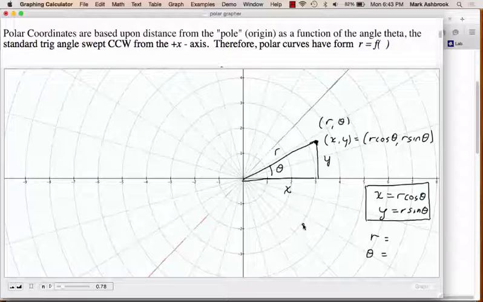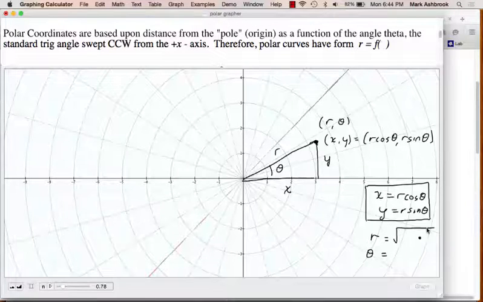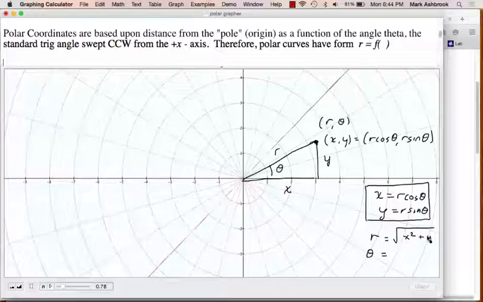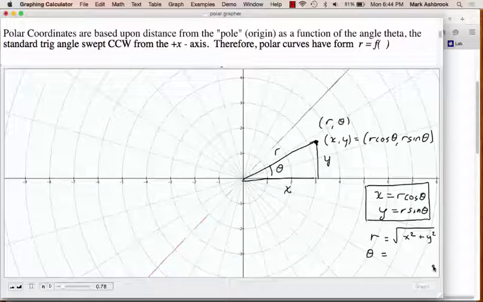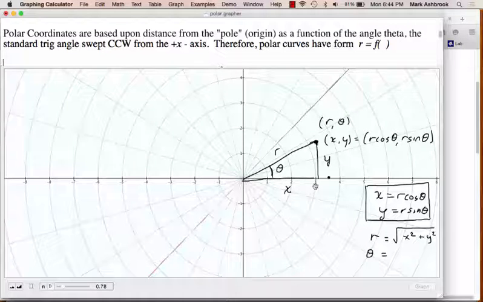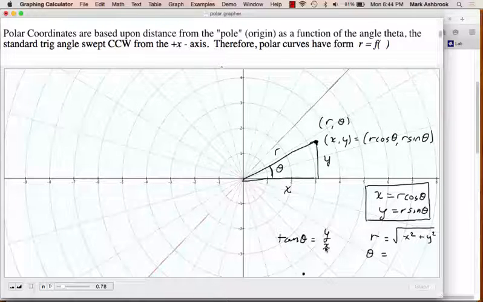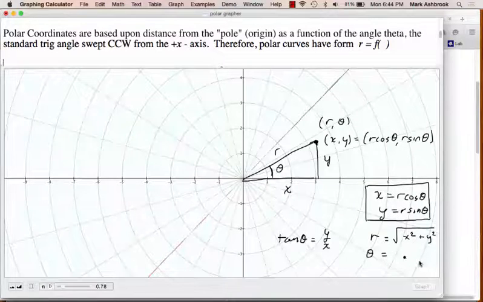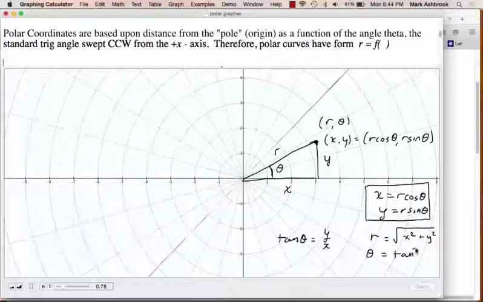Pythagorean theorem. What does r equal? You should all be thinking that, right? Radical x squared plus y squared. It's just the length of the hypotenuse given the length of the two legs. Okay, theta then? The tangent of theta is opposite over adjacent, and so theta is the inverse tangent of y over x.